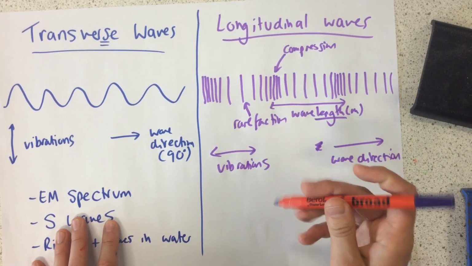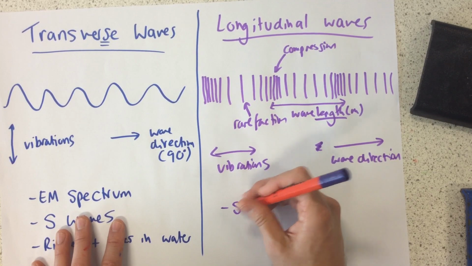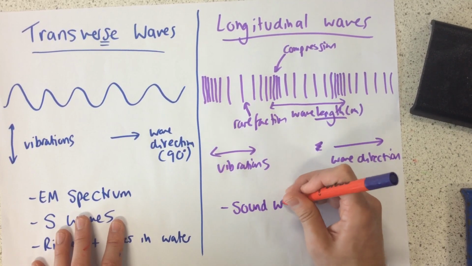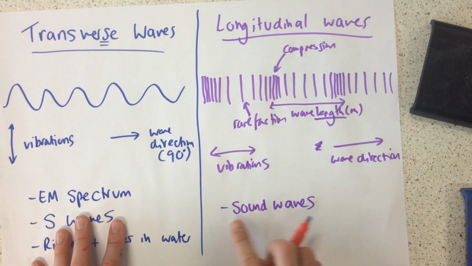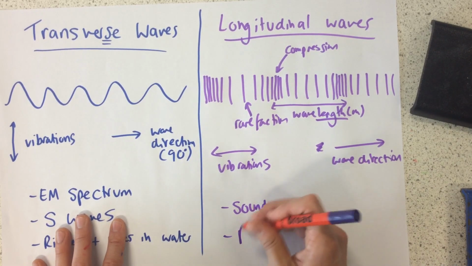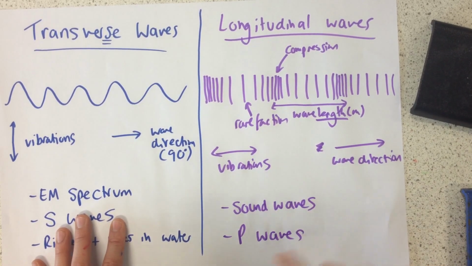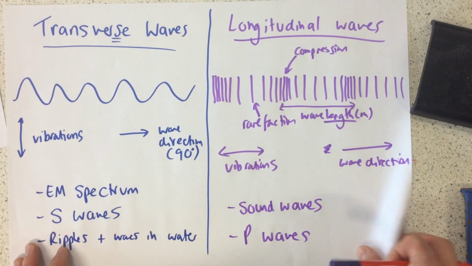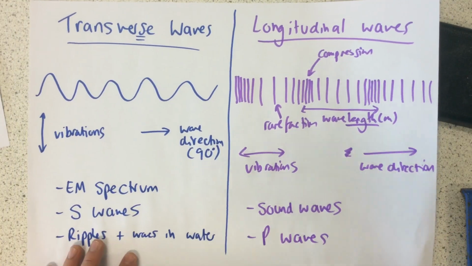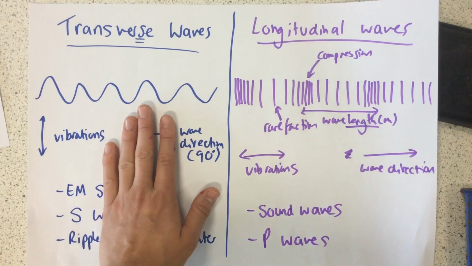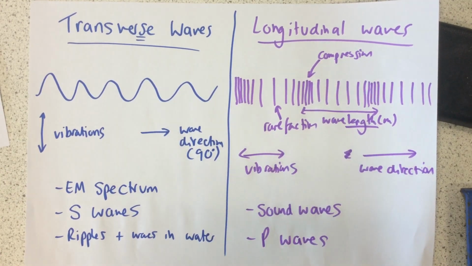So just to finish up, the two main examples we need to know for longitudinal waves are sound waves, and the final one, P waves. Again, P waves are another type of seismic wave. So that's everything we need to know about wave basics and the difference between transverse waves and longitudinal waves. Thank you.